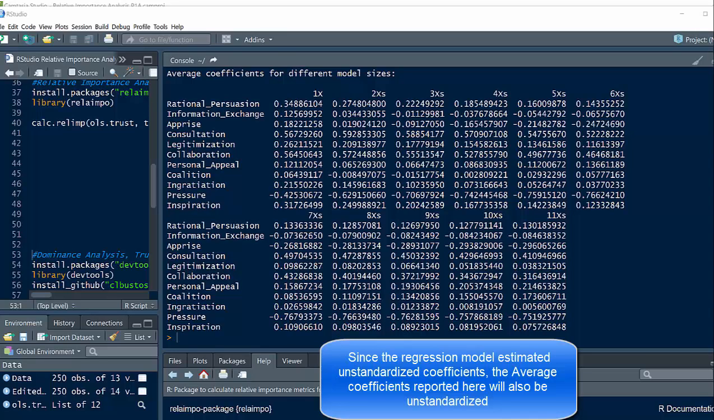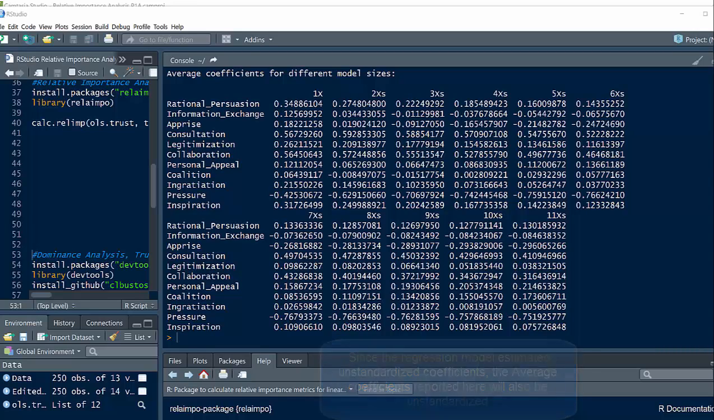We're next going to look at the average coefficients for different model sizes output. So this was at the bottom of the output. And what we're seeing is what the coefficients are given different model sizes. So these are based on ordinary least squares regression.